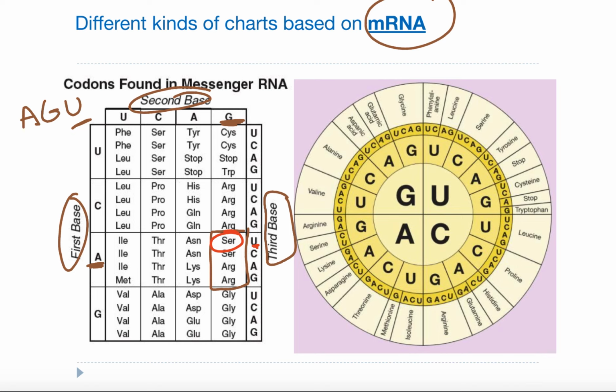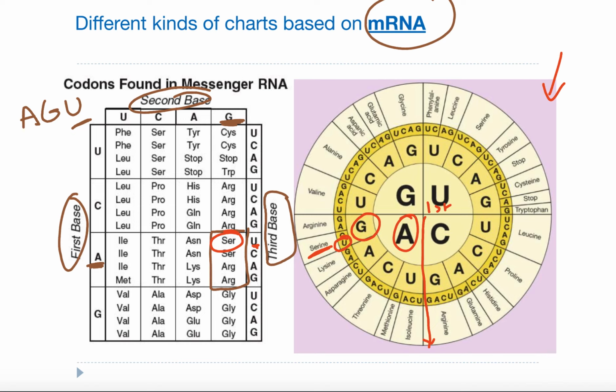If you want to use this chart instead, you can read it this way. The first base is the one most center and the last base is the one to the outer edge. So you read from the center on out. In this case, if I want AGU, I start with A, then I go to G, then I go to U, and it leads me to serine. Both these charts are acceptable. Use the one that works best for you, and you can use it as a reference.